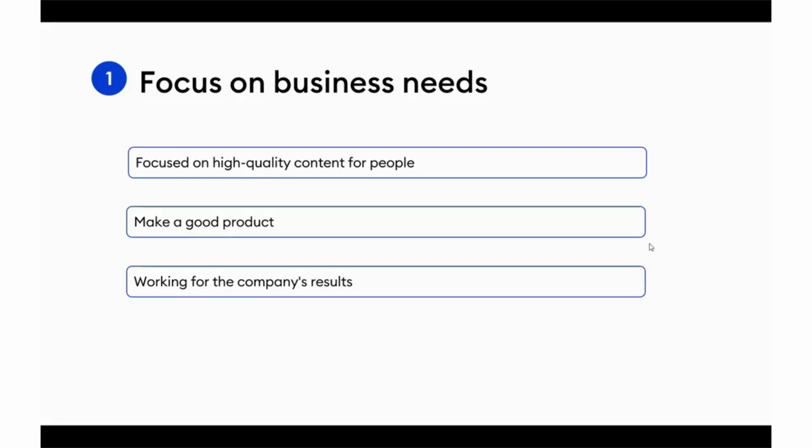So the first one is focus on business needs. What does this mean? You need to think about how any slight topic which you cover in your course will influence the business. Is it really necessary to cover this in that course or not? You should always remember that.